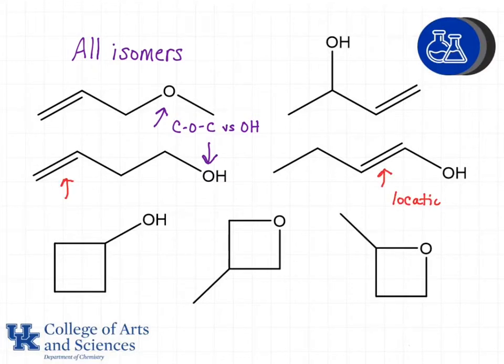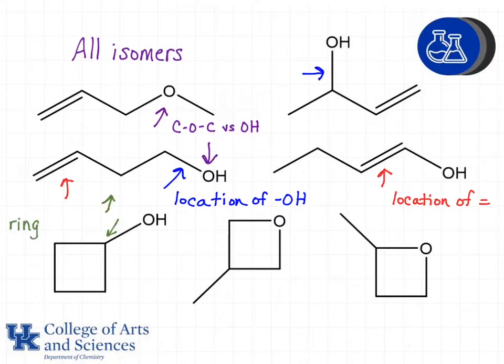We can have the double bond in a different place, so the location of the double bond can result in an isomer. The location of the OH group: in the molecule on the lower left, it's attached at the end of the chain of carbons. On the molecule in the upper right, it's attached in the middle of the chain of carbon atoms. We can also see that we can have a chain compound versus a ring compound. As long as the chemical formula is the same, it's still considered an isomer.